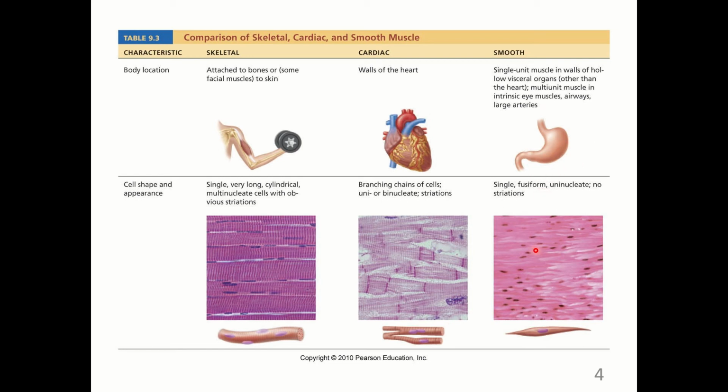The cell shape is single. Notice it's one cell. Fusiform, meaning pinched at both sides. Uninucleate, so one nucleus, and no striations.